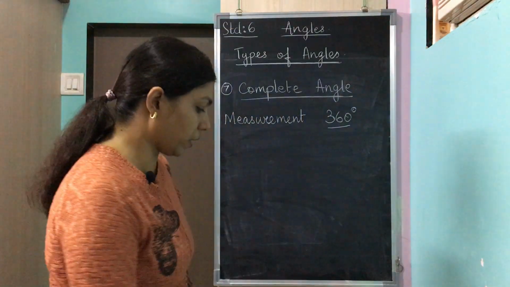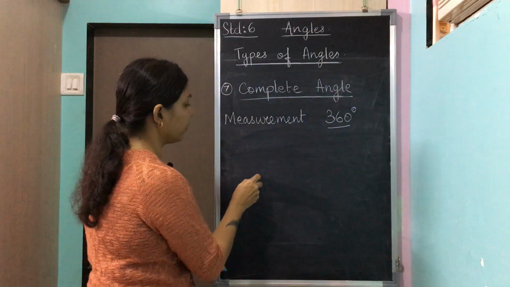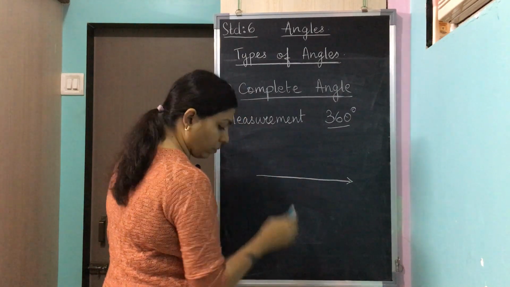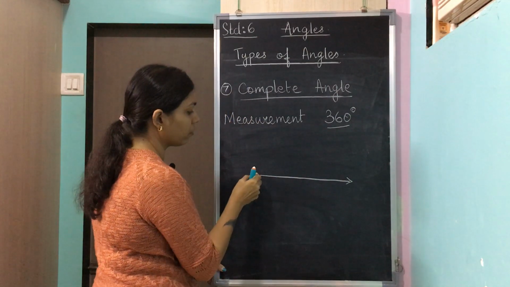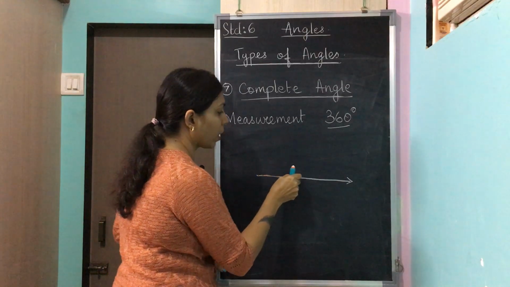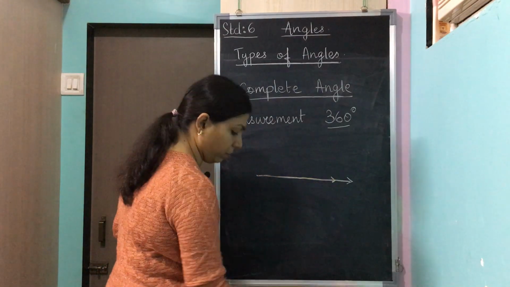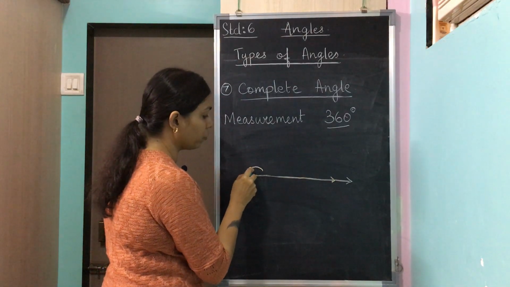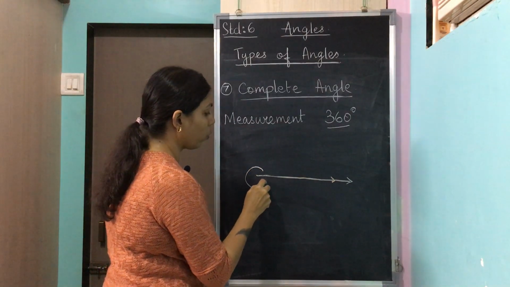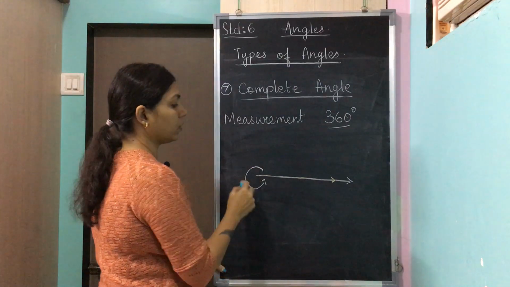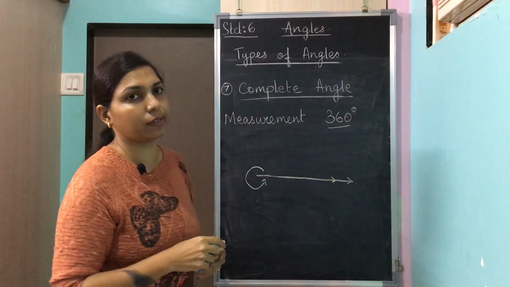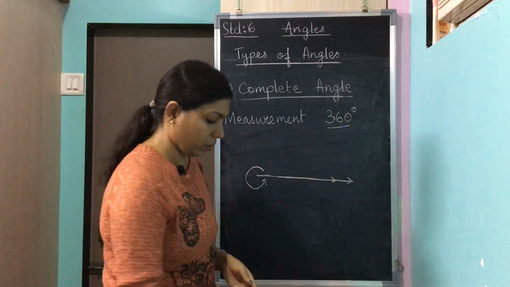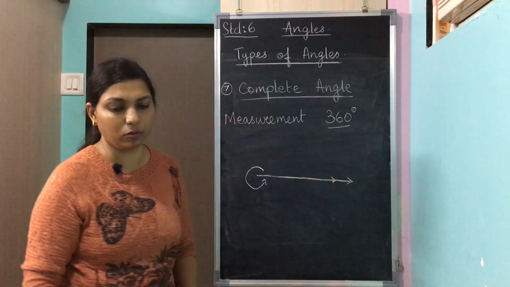So when you draw a complete angle, you will draw it in this way. This is one arm and this is your second arm. But what are you measuring? You are measuring the complete movement of the arm from one part to the other. So this is your 360 degrees angle, and the angle is called a complete angle. Okay, so students, please copy this down.